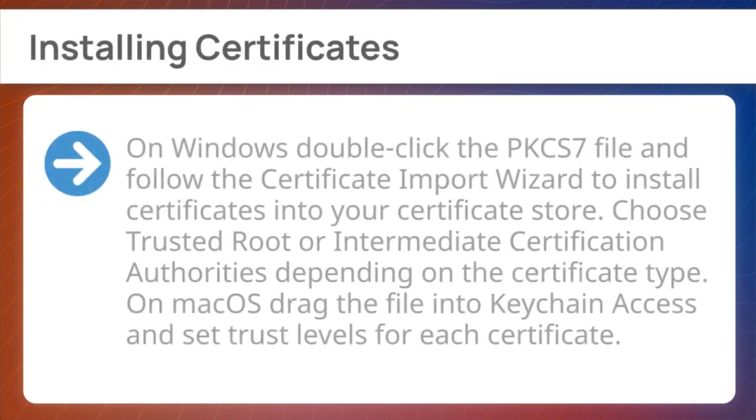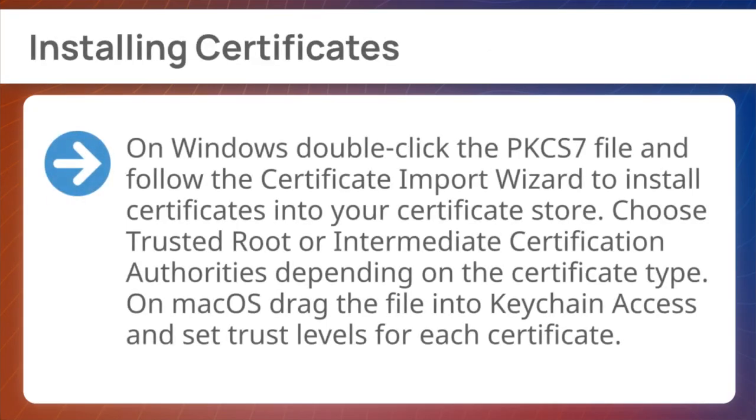Next, installing certificates. On Windows, double-click the PKCS7 file and follow the certificate import wizard to install certificates into your certificate store. Choose Trusted Root or Intermediate Certification Authorities depending on the certificate type. On macOS, drag the file into Keychain Access and set trust levels for each certificate.